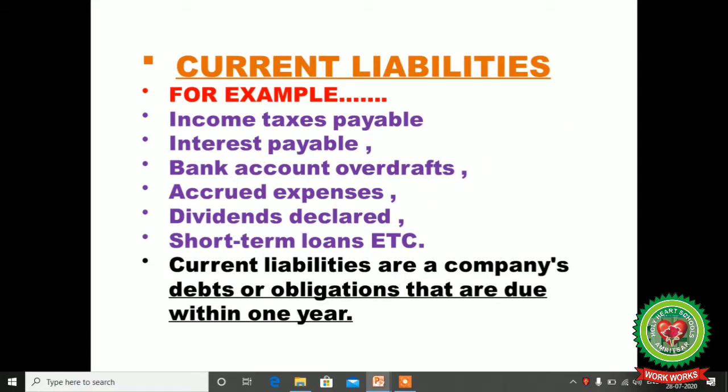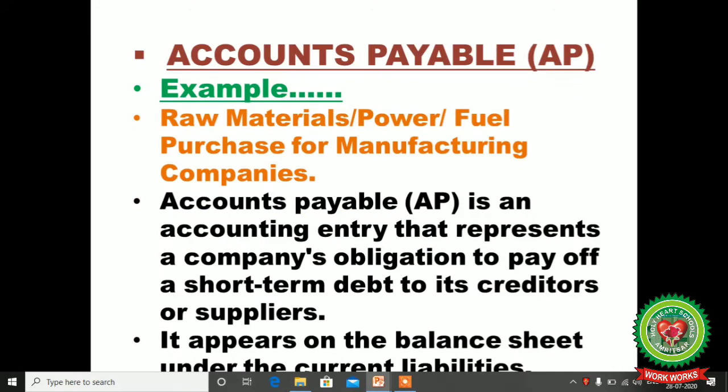Next one is current liability. Example, have a look. Income taxes payable, interest payable, bank account overdrafts, accrued expenses, dividends declared, short-term loans, etc. So current liabilities are a company's debts or obligations that are due within 1 year. If you are able to pay your liabilities within 1 year, then it is to be considered as current liability. Otherwise, it is to be considered as the fixed liability of the company.